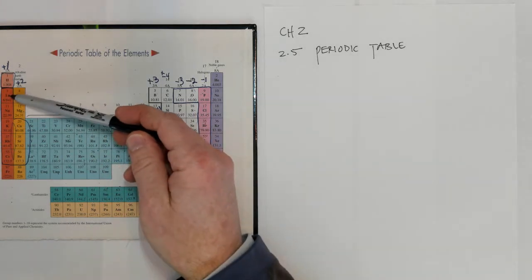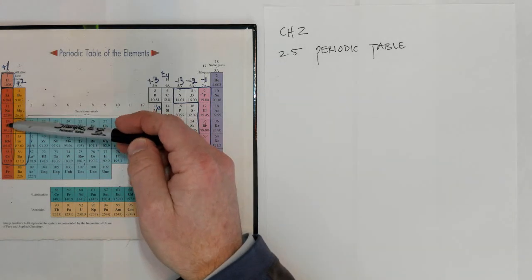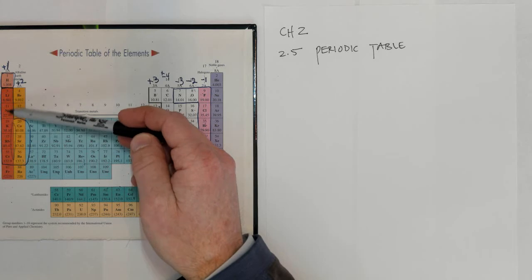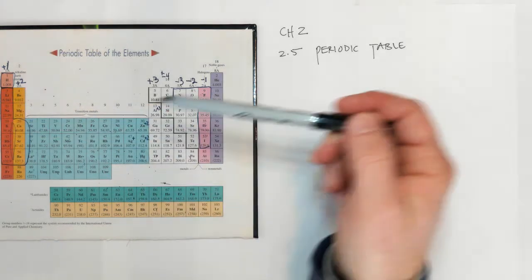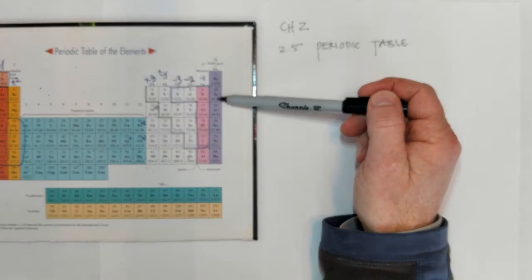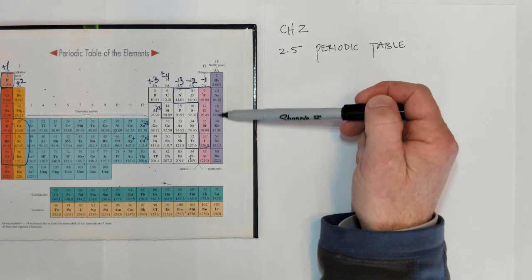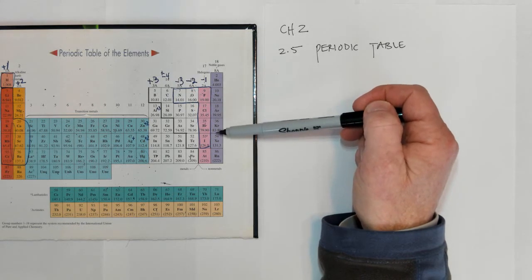For example, in group 1, lithium, sodium, and potassium are all shiny, soft metals that are very highly reactive. Or over here, neon, argon, and krypton. These are all gases that are totally unreactive.